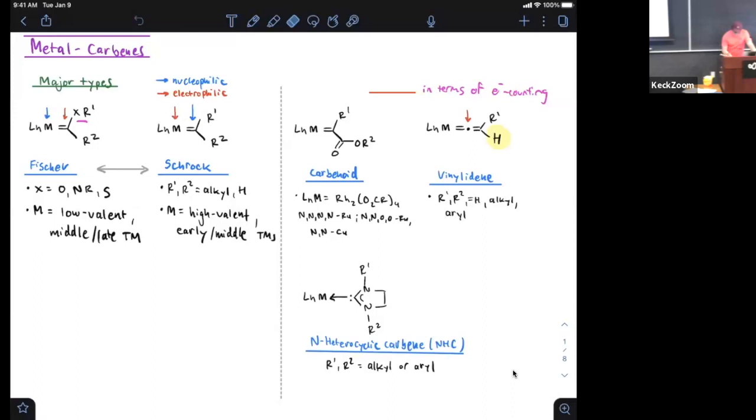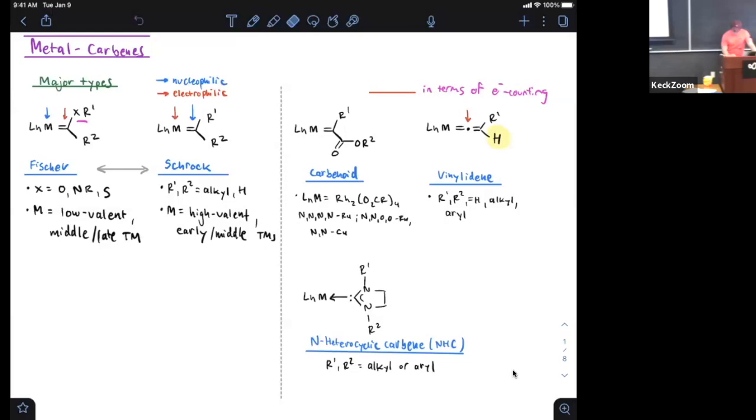The first is the overall polarity and polarization of the metal carbon bond. So in the Fischer type, the carbon atom is electrophilic and the metal is nucleophilic. And the opposite is true in the Schrock type. So the polarization across that bond is different.